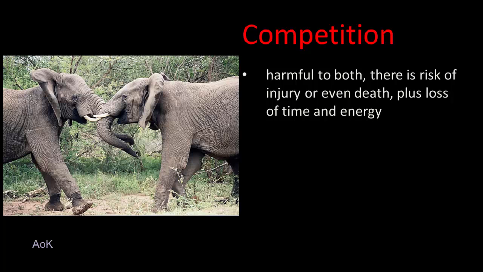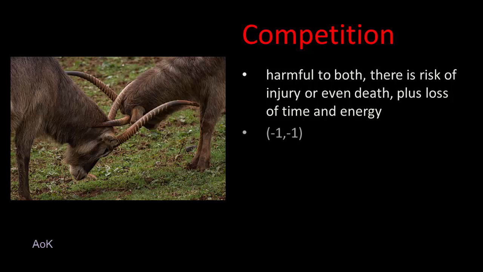It could lead to injury or even death of the individual, including the winner. Even if the winner does not come to physical harm, they have lost time and energy through the competition. This is time and energy they could have used for something else. So the best type of competition is no competition at all. For this reason, we call competition a -1-1 interaction.